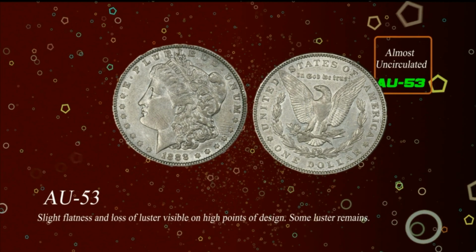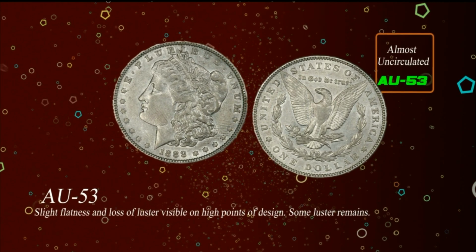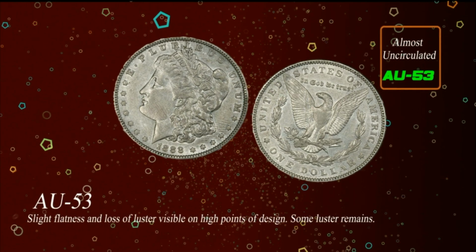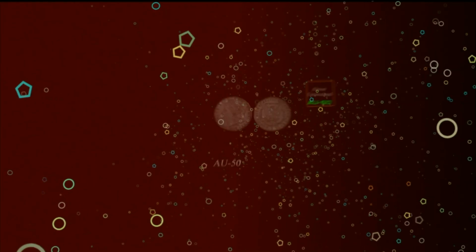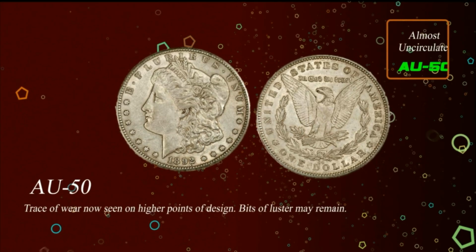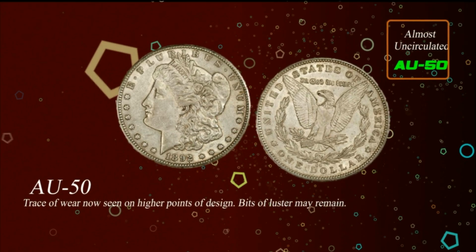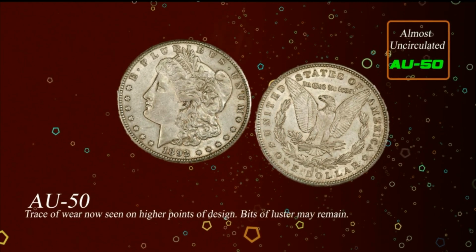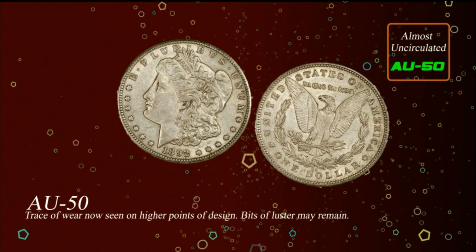Almost uncirculated or AU53. Slight flatness and loss of luster visible on high points of design. Some luster remains. Almost uncirculated or AU50. Trace of wear now seen on higher points of design. Bits of luster may remain.